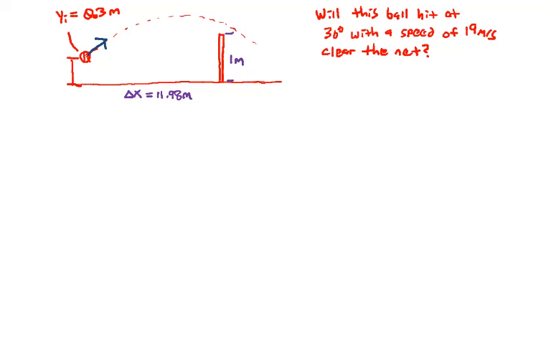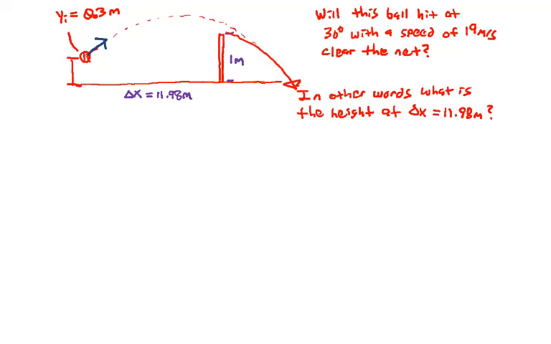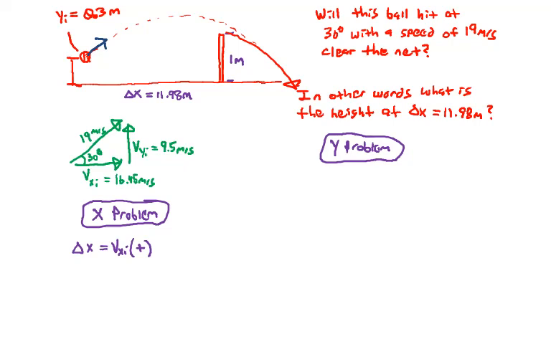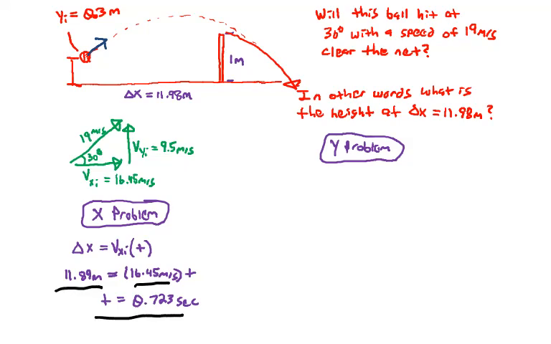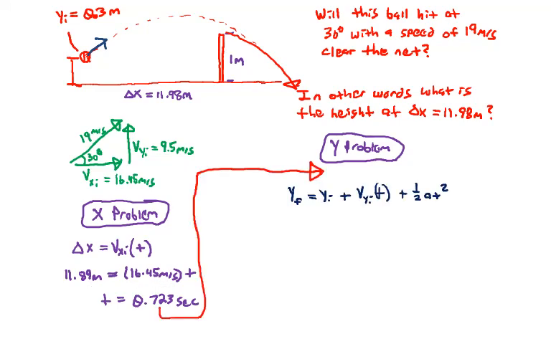Okay. So yeah, this is another way to state it. In other words, what is the height at 11.98 meters? We get our Vx and Vy. And so for our X problem, the question is, what time period is it going to be at the net? It's going to be at the net at 0.723 seconds, because we know the X velocity stays the same the whole way, and that's how far the ball is away, so that's how much time it's going to take to get there. And therefore, when we calculate this out, we can look at, okay, what's the height going to be there for the Y problem?